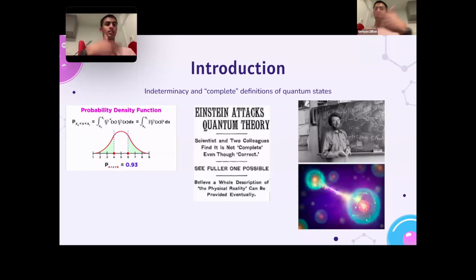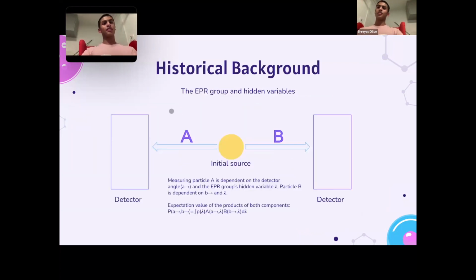And this seemed to clear up all the indeterminacy, but it was soon after this that our main man, John Stuart Bell, disproved this with his Bell's theorem, Bell's inequality, by utilizing entanglement, a very quantum phenomenon that is really interesting. Now for the historical background.